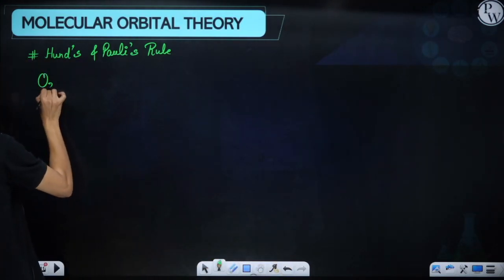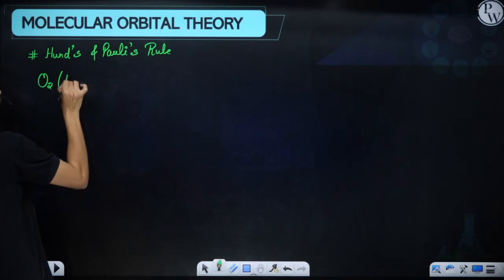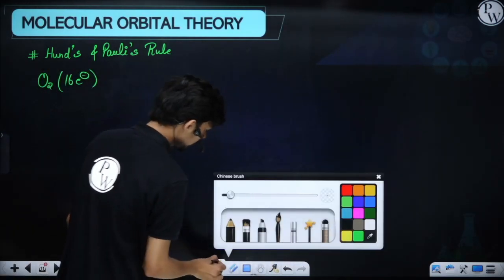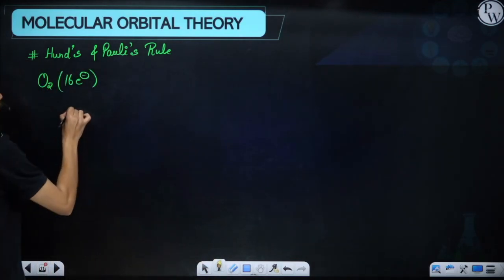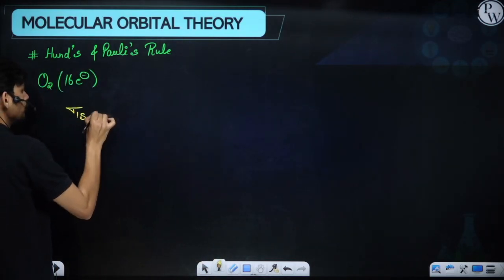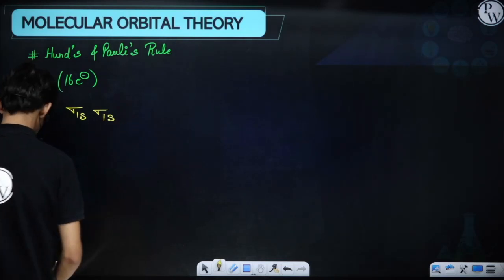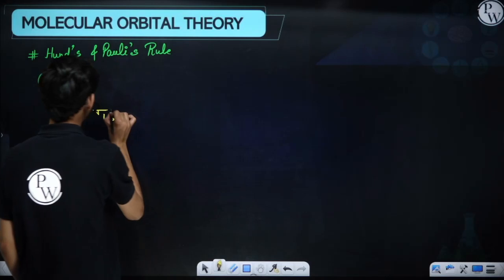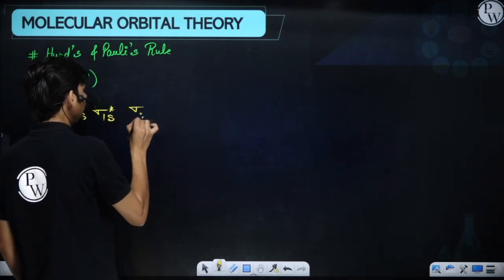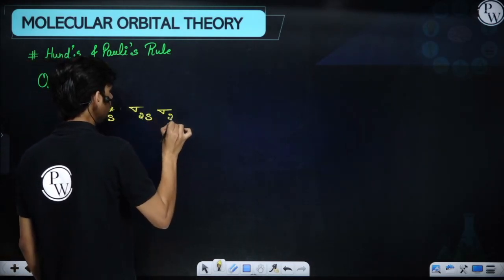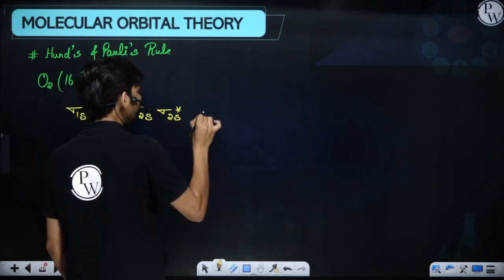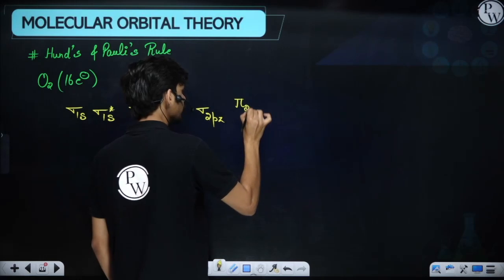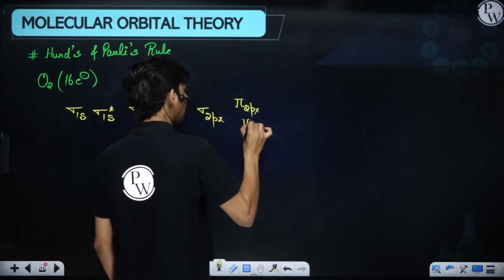Suppose we are having an oxygen molecule. 8 and 8, 16 electrons. So for oxygen, we are going to have an order of 16 electrons, right? Sigma 1s, antibonding, sigma 2s antibonding. For 16 electrons, you will have sigma 2pz before the pi orbitals, pi 2px, pi 2py.